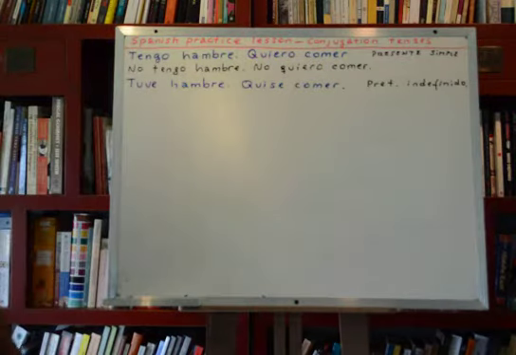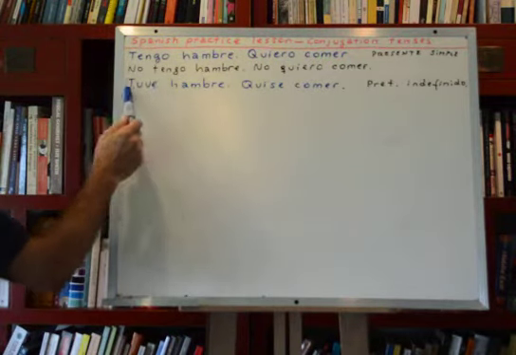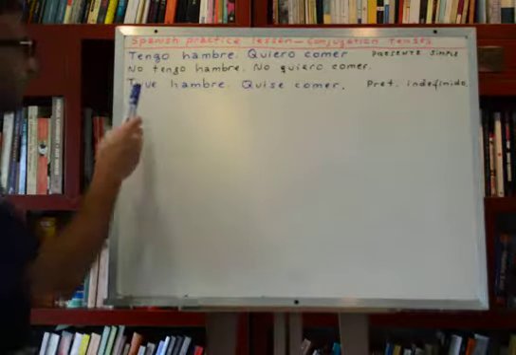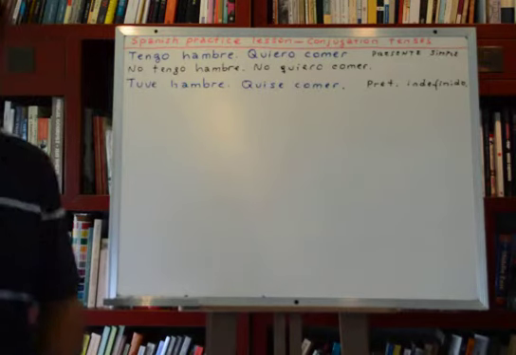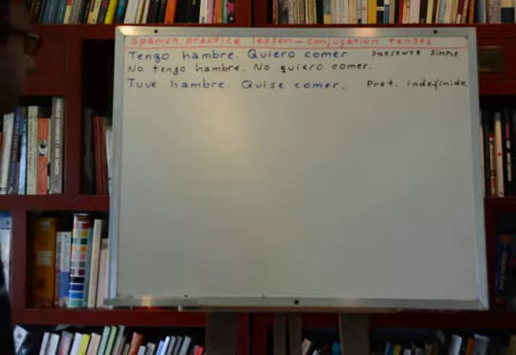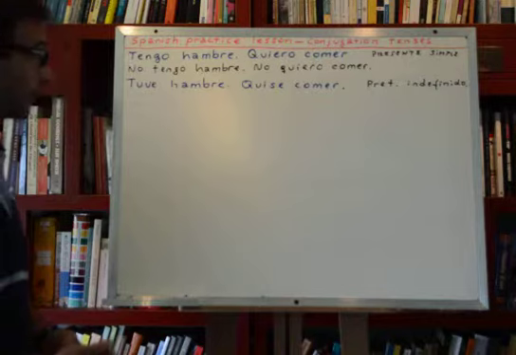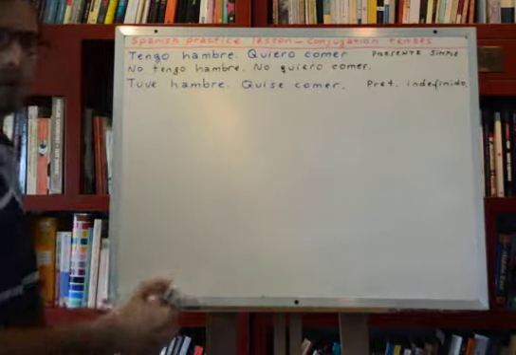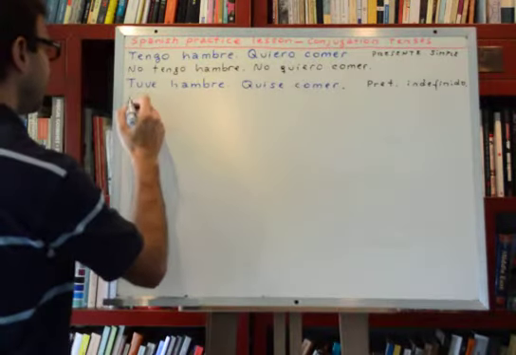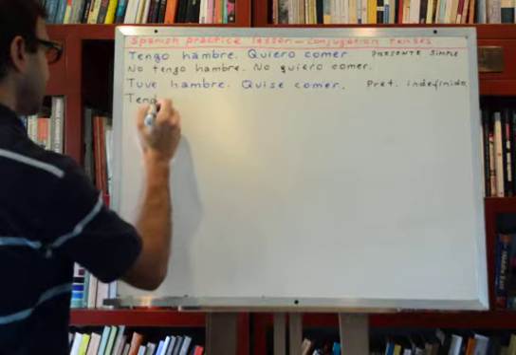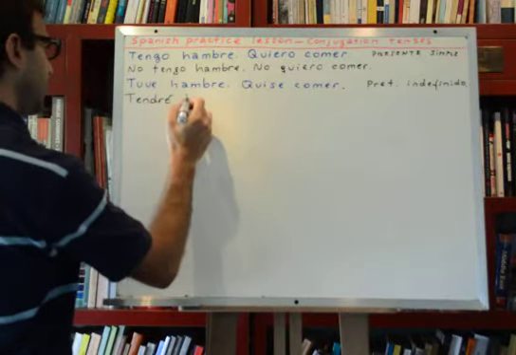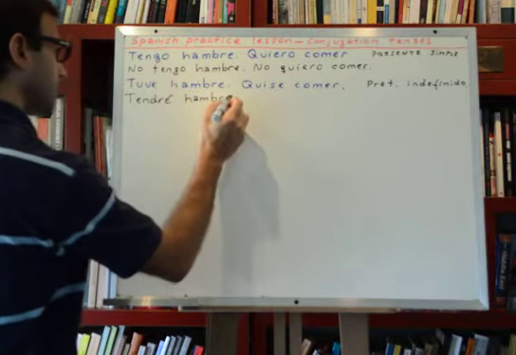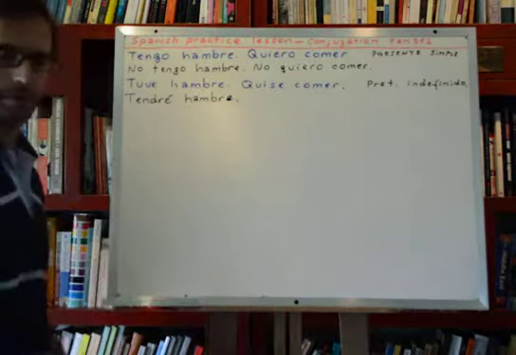So again, vamos a tener que reemplazar los verbos por el verbo en futuro. We will have to replace the verbs for the future, the verbs conjugated in the future. Okay? Okay. Let's see. I will be hungry. Tendré hambre. Tendré hambre.